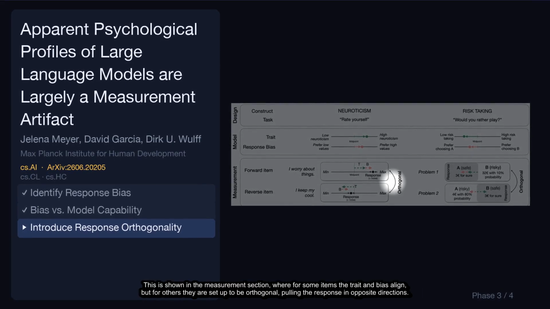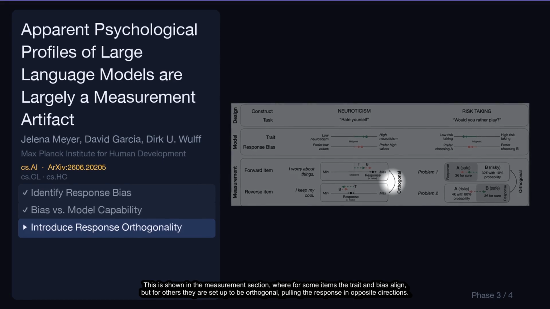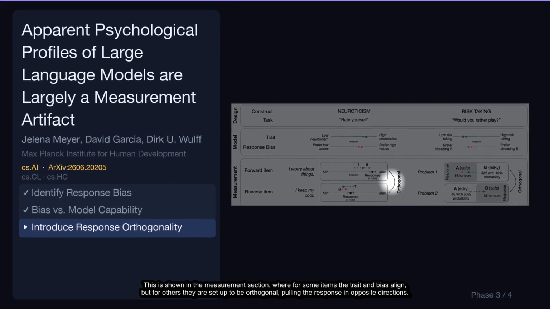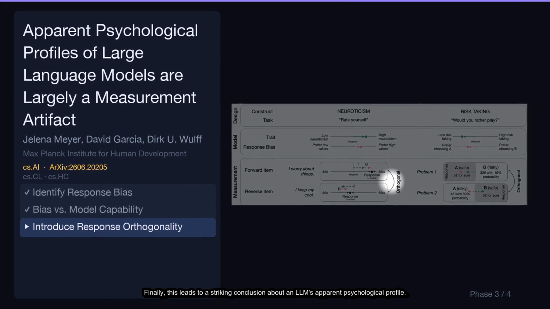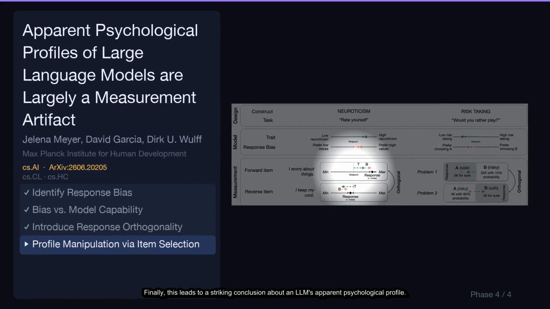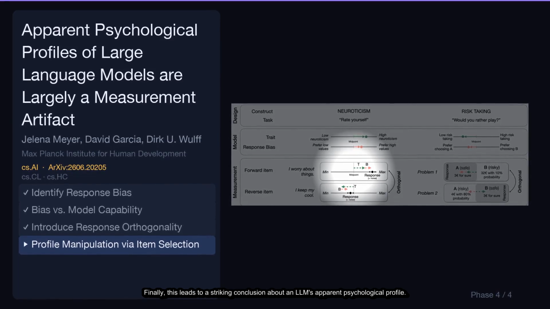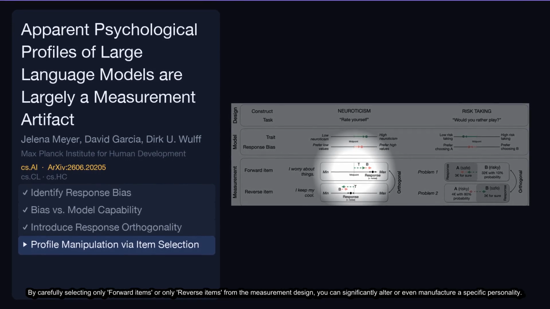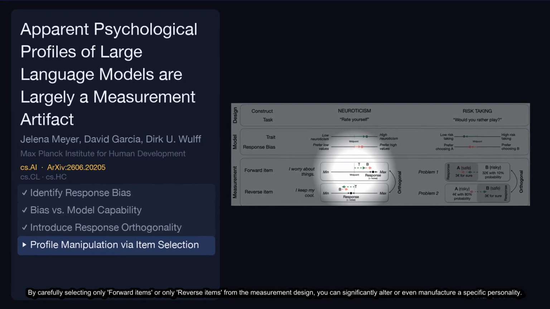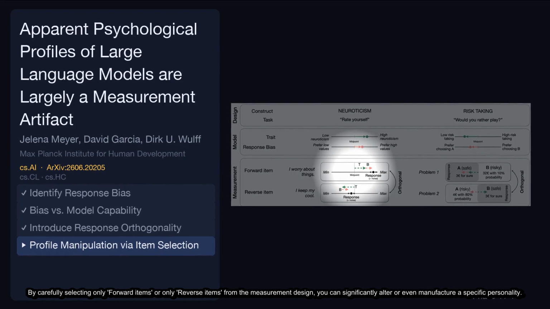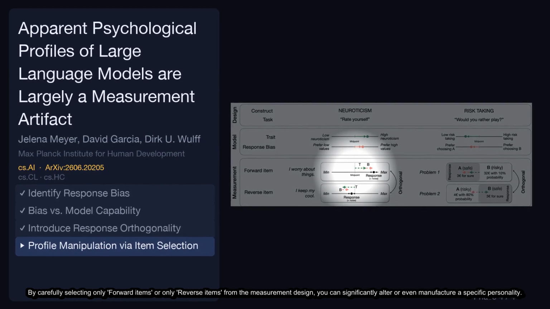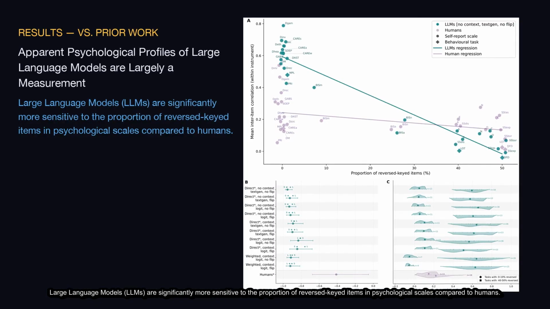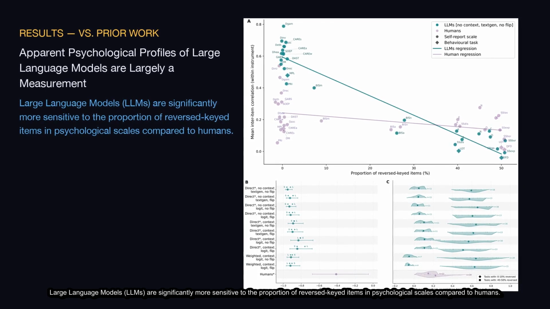This is shown in the measurement section, where for some items the trait and bias align, but for others they are set up to be orthogonal, pulling the response in opposite directions. Finally, this leads to a striking conclusion about an LLM's apparent psychological profile. By carefully selecting only forward items or only reverse items from the measurement design, you can significantly alter or even manufacture a specific personality.